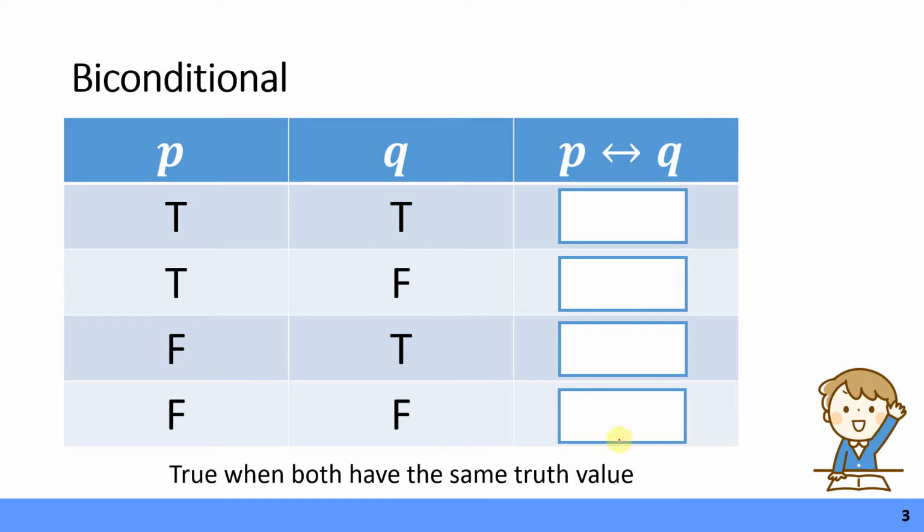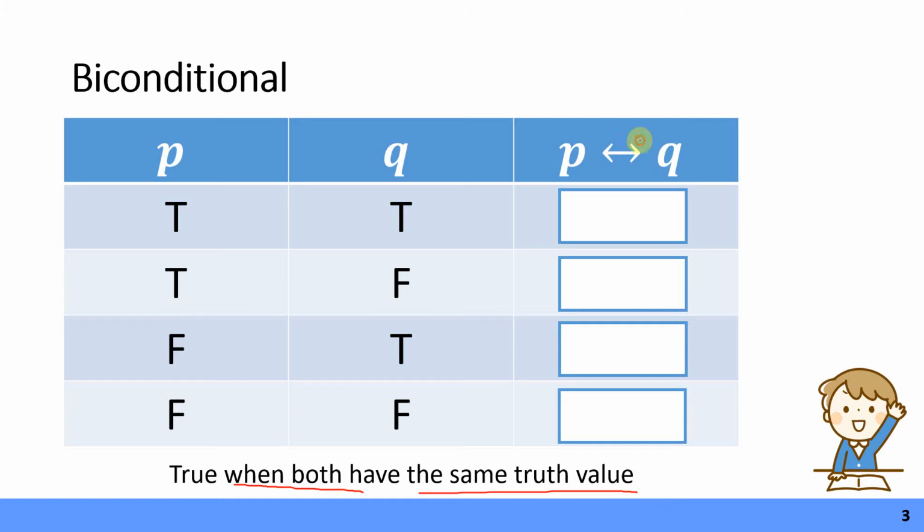Now for biconditional, this one's actually a little simpler. For biconditional, you're always going to have a true statement when both have the same truth value. So if they're both true or both false, we're going to have a true statement. If they're different, then it's going to be false. You could think about this as a little balance. They have to be balanced out. If both truth values are balanced out, it's going to be true. If they're not balanced out, then it's going to be false.